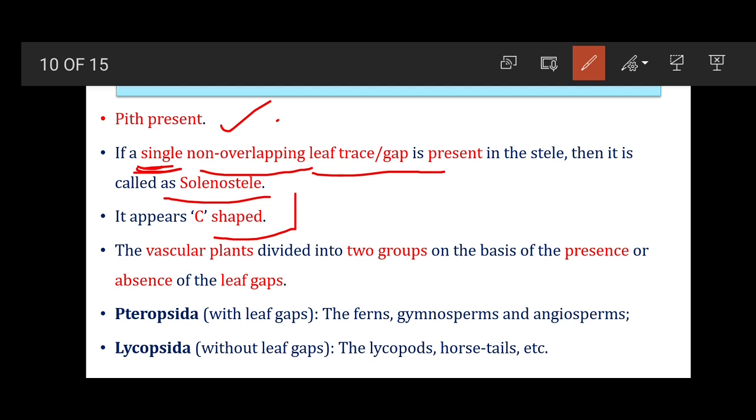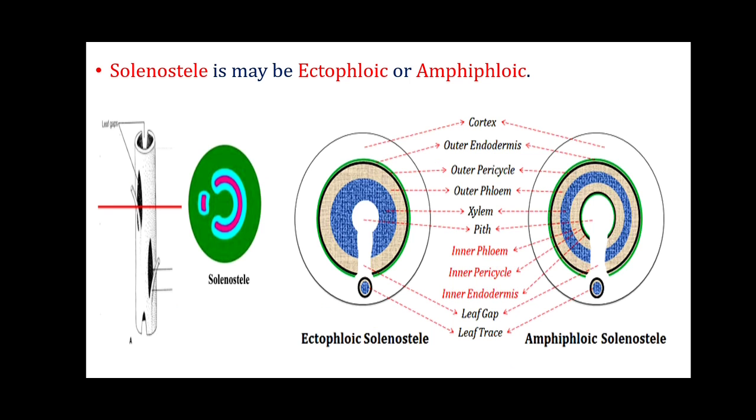The vascular plants on the basis of this are divided into two groups. One is the Pteropsida, another is the Lycopsida. Pteropsida means with leaf gaps, they are advanced type, and Lycopsida means without leaf gaps, so they are primitive type. Now here again, solenostele, it may be ectophloic and amphiphloic. Just now we have seen what ectophloic and amphiphloic means.